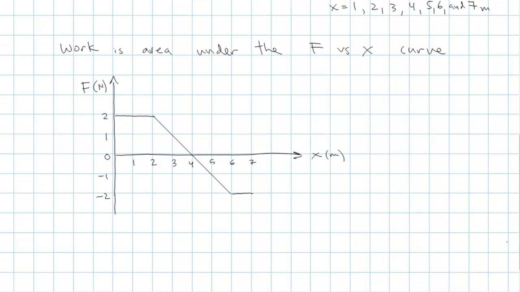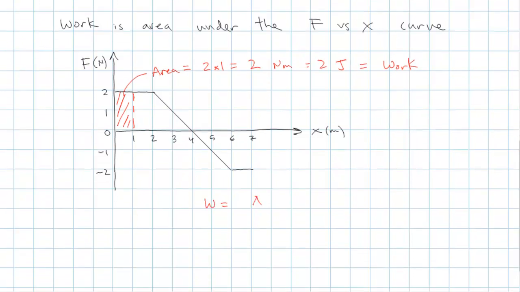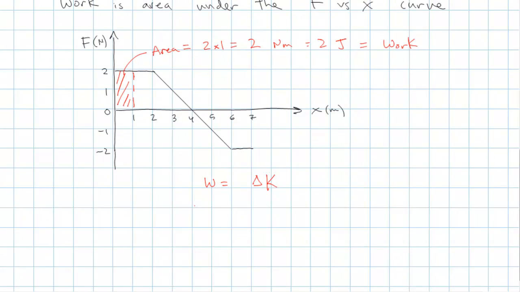Since work is area under the force versus distance curve, we can just look at the area under the curve for each of these intervals. So for interval 1, the area under the curve is 2 newton meters, or 2 joules. So that's the work done on the particle by our force. And we know that the work is equal to the change in kinetic energy. The work is going to be 1/2 m v final squared minus 1/2 m v initial squared.